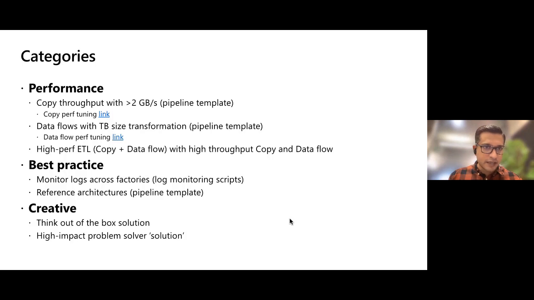Now, of course, there are corresponding links to it, which can give you a good idea on how to do the performance tuning for copy and for data flows. And keep those guidelines in mind while building this solution and participating in this category for performance. So all we expect is an end-to-end ETL pipeline. It could be only using copy. It could be using a combination of both copy and data flows. Of course, if you use both, that would be much better instead of just doing copy or data flows.